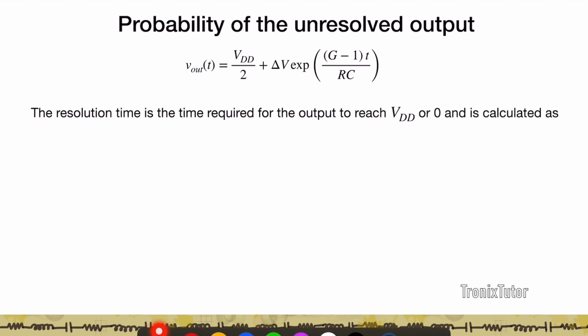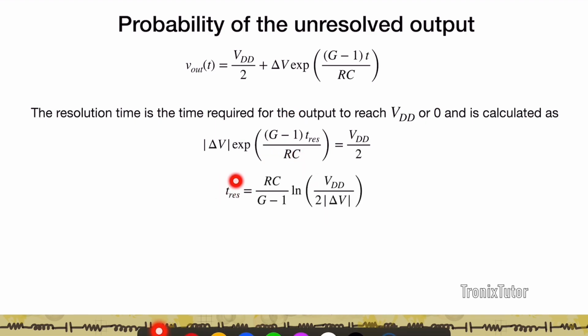And so if I want to find the resolution time required to reach VDD or 0, I can write mod delta V exponent of G minus 1 T res by RC is equal to VDD by 2. Why do I use mod delta V? Because V out, depending on the sign of that disturbance, can either move to VDD or move to 0. And so that gives you that T res, the resolution time, is proportional to RC, inversely proportional to G, and related to this delta V. So depending on the initial disturbance, the resolution time is also going to change.